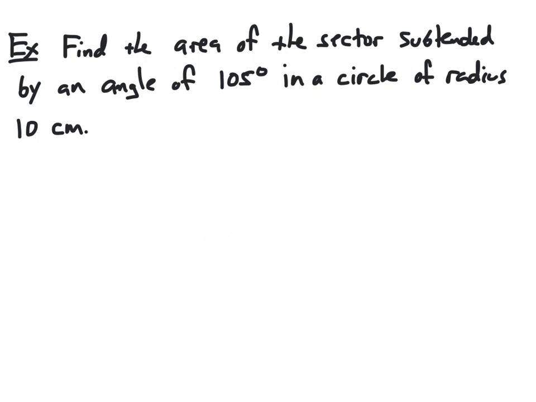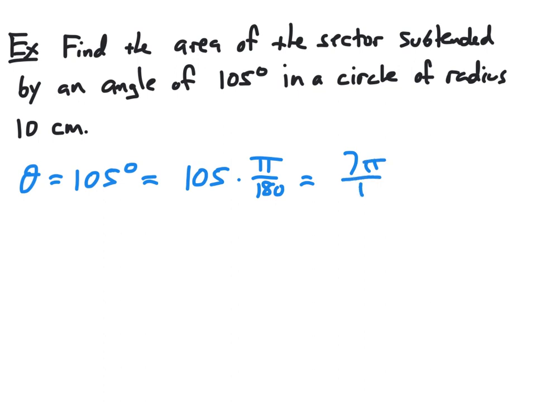In this example, we want to find the area of a sector subtended by an angle of 105 degrees in a circle of radius 10 centimeters. Again, we're given an angle in degrees, and so our first step before using the formula is to convert this degree measure to radians. As usual, we'll multiply 105 by pi over 180, and this will simplify as 7 pi over 12. So the central angle here in this example will be 7 pi over 12 when measured in radians.